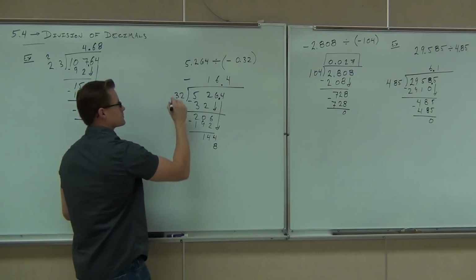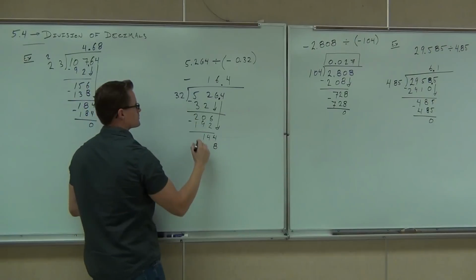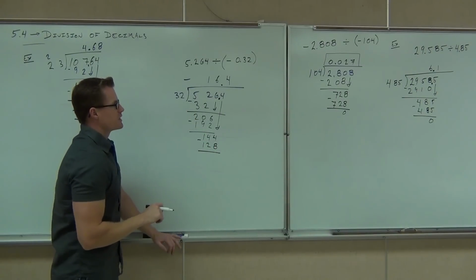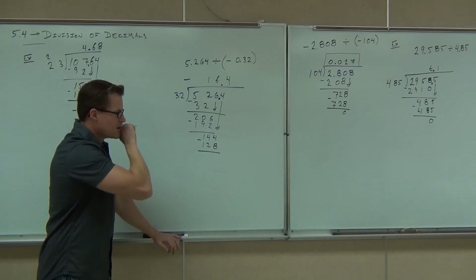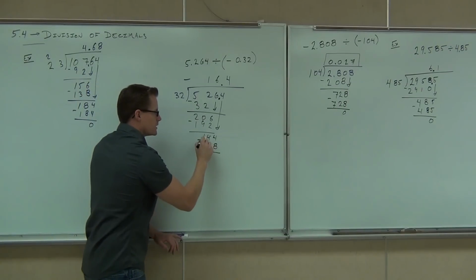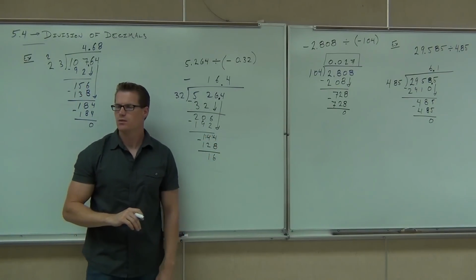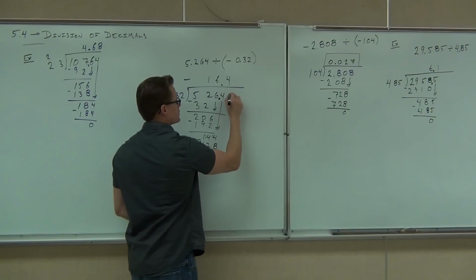So 4 times 2 gives us 8. 4 times 3 gives us 12. If I subtract, how much am I going to get? 16. Wait a minute, am I done? No. Add a 0. Okay, I can still do that.